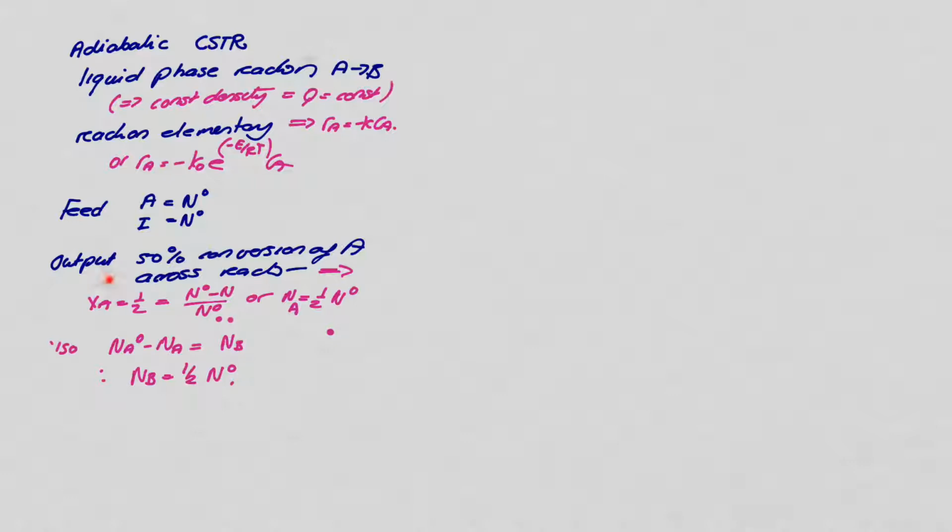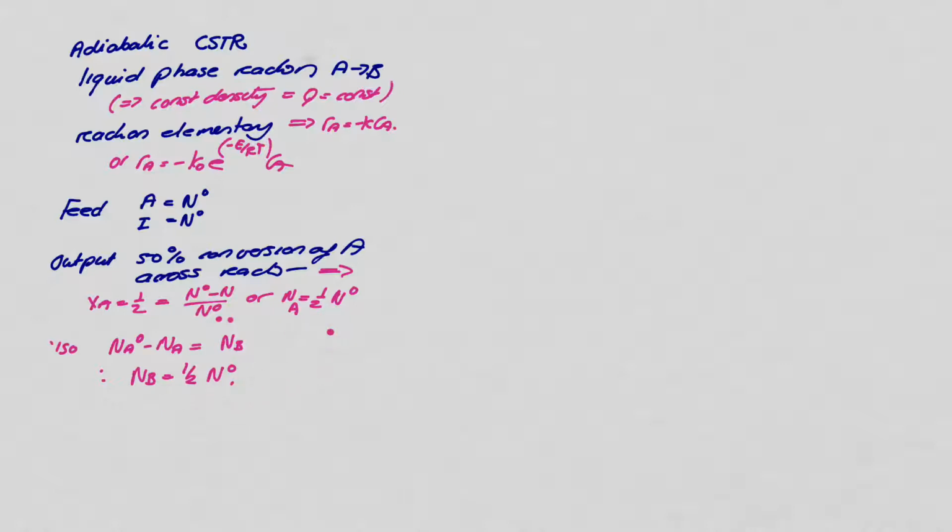So the definition of conversion, XA, is the molar flow rate in minus the molar flow rate out divided by the molar flow rate in. In our case, that must be equal to a half, and we can rearrange that equation, which says the molar flow rate of A out is a half N naught. We can also work out the molar flow rate of B out, because whatever B we formed is from A used up, which is N naught minus Na, and that is just a half N naught. So the molar flow rate of B is a half N naught, which is the same as the molar flow rate of A leaving.